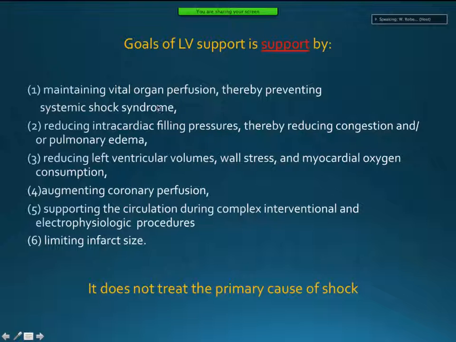To maintain vital organ perfusion, thereby preventing systemic shock syndrome, reducing cardiac filling pressures, thereby reducing congestion of pulmonary edema, reducing left ventricular volumes, wall stress, and myocardial oxygen consumption, augmenting coronary perfusion, and supporting circulation during complex PCI and EP procedures, and trying to limit infarct size. It does not treat the primary cause of shock, okay? The primary cause of shock still needs to be treated so that the patient can survive.